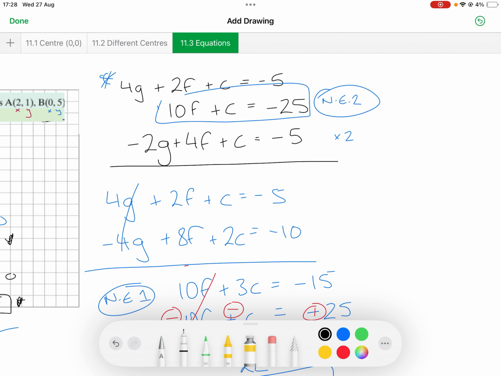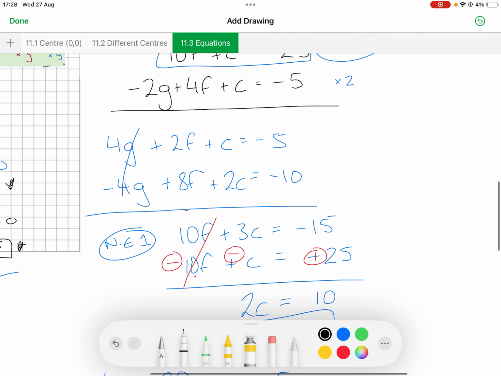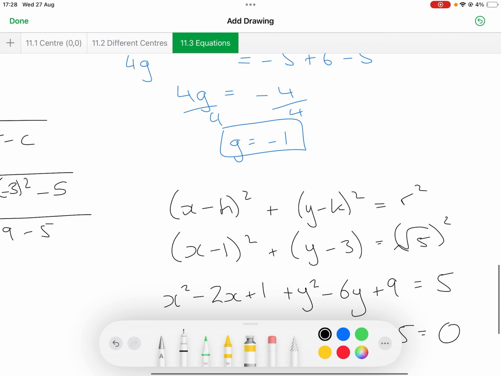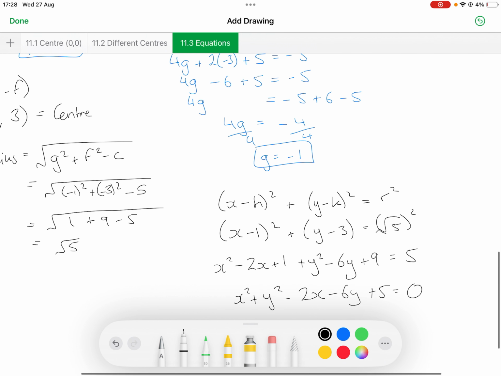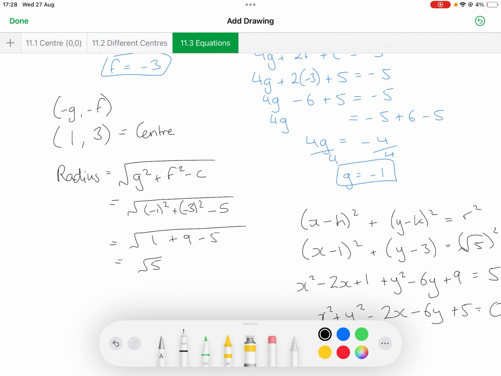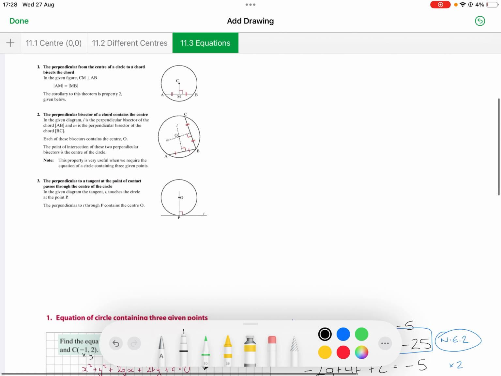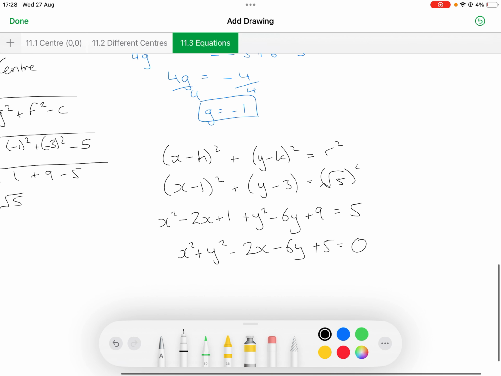So we cancelled out the g in equation 1 and equation 3. We didn't have to pair up a second set of equations because one of them already didn't have g. Use your simultaneous equations, that finds you your missing numbers. And then if you look in your log tables, your centre is minus g, minus f, and then your radius is using the formula. Once you find them, find your equation, and that's your final equation multiplied out.